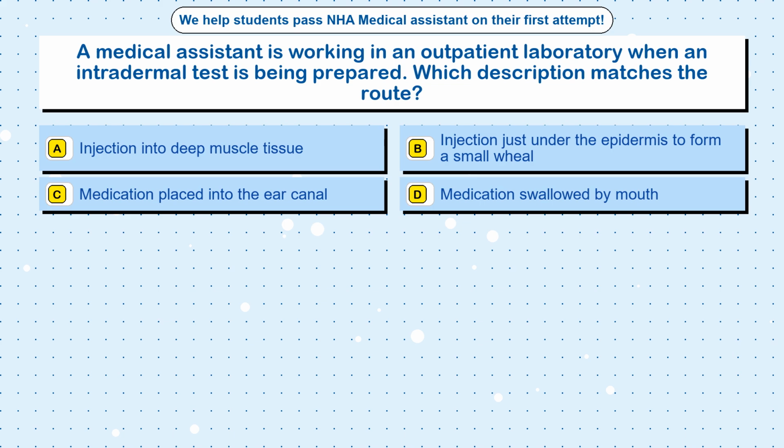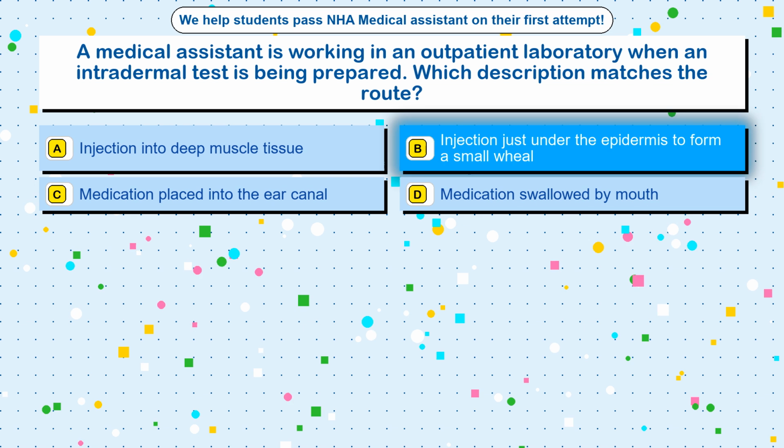Question 18. A medical assistant is working in an outpatient laboratory when an intradermal test is being prepared. Which description matches the route? Option A, injection into deep muscle tissue. Option B, injection just under the epidermis to form a small wheal. Option C, medication placed into the ear canal. Option D, medication swallowed by mouth. The correct answer is option B, injection just under the epidermis to form a small wheal.